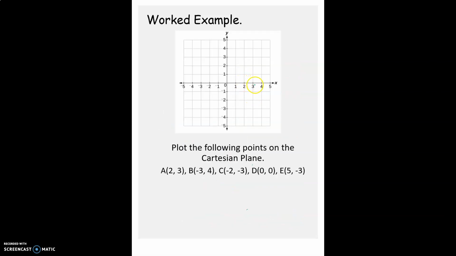Okay, so second worked example, we're looking at plotting a number of points on a Cartesian plane. So our first one is point A, and it's located at 2, 3. So we go along our x-axis to 2, and then we go up 1, 2, 3, and we put a point in there, and we can also indicate that by putting the letter A next to it. It's also a good idea to put the coordinate points next to that as well, so in brackets 2, 3.